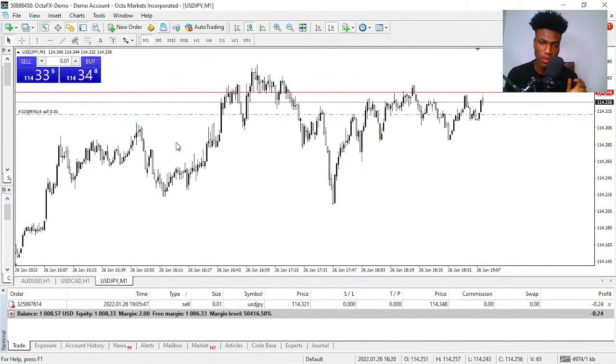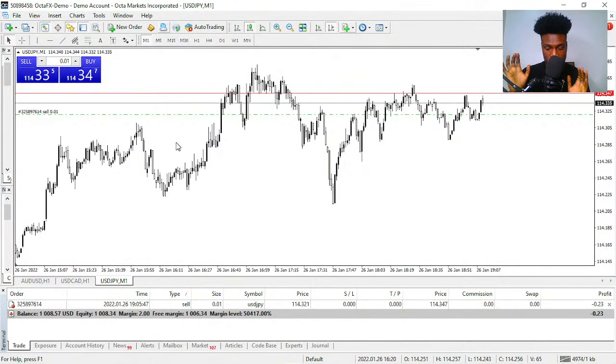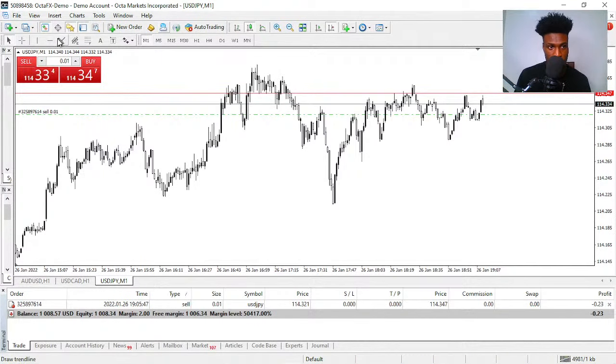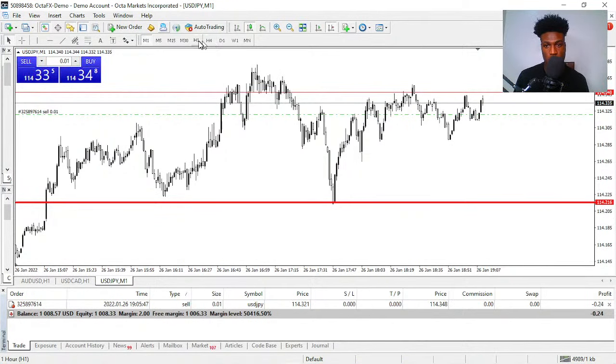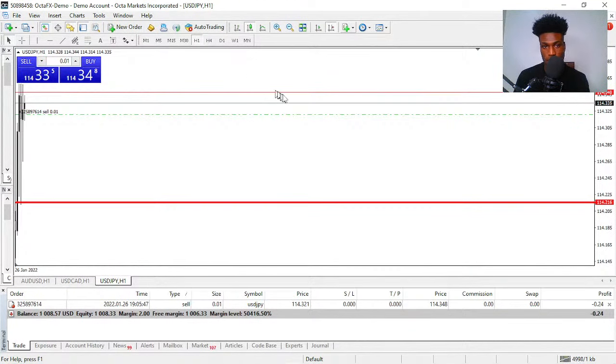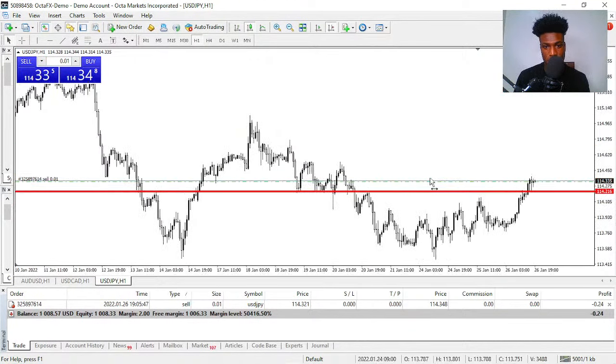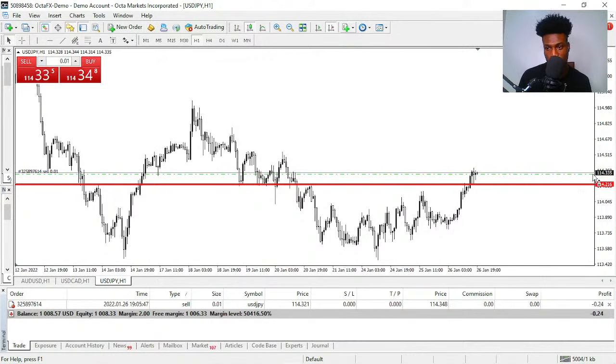Like I said, you take the definition and apply it on the chart. So for buy limit, you're placing your order below the current market price. Where is the current market price? The current market price is at 114.34, right? You can see that clearly. You see this black line, 114.33. That's where the market is currently. That's the current market price.